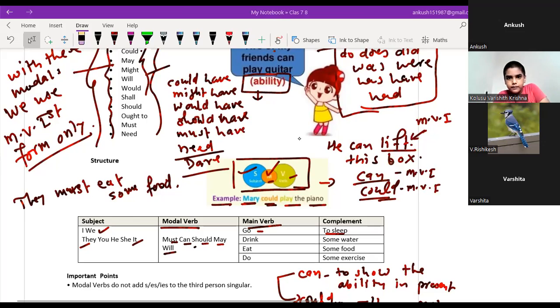So read here. What did I write here? I was telling you that whatever the subject you are using with whatever the modal verb, it doesn't matter. It will not change the form of the main verb, and even the complement. Did you get it? Yes, sir.